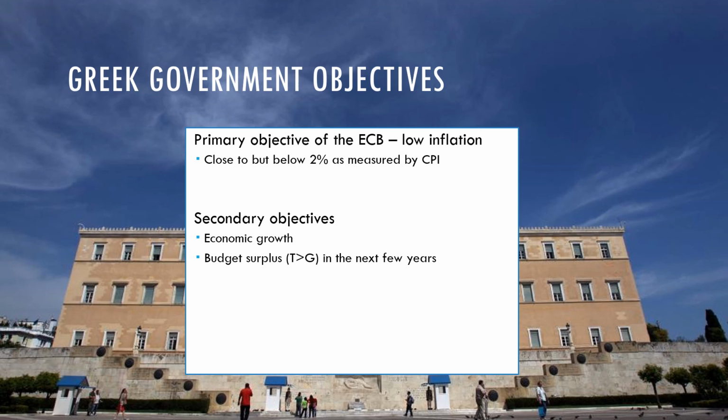It looks like there might be some signs of growth. They also have a large concern about the national debt. Greece has a very high level of national debt, that is the debt owed by the government compared to the size of its economy. So the Greek government have a target to try and run a budget surplus in the next few years, i.e. for tax revenue to be greater than government spending. Additional objectives would be to reduce unemployment and to have a current account surplus.